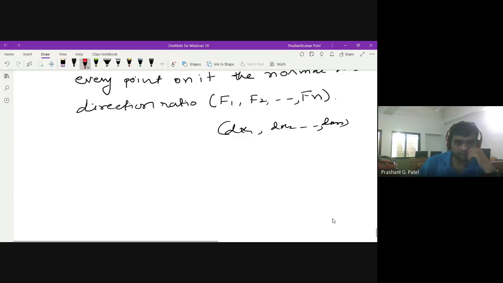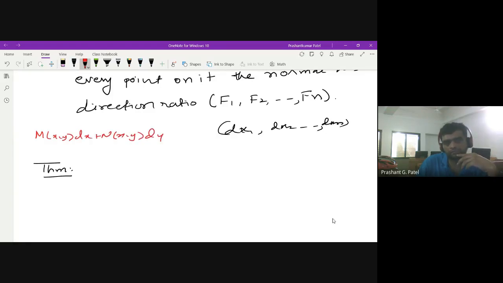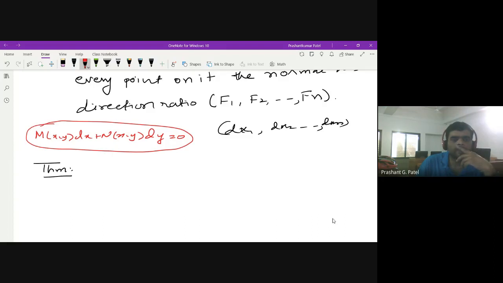Now we have one result regarding the Pfaffian differential equation of two variables, which you are actually dealing with in the same kind of equation in your BSc class. Maybe in graduation you have solved certain examples, that is of the type M(x,y) dx plus N(x,y) dy. So this is also a Pfaffian equation. And you have already done this type of thing over there, where you talk about integrating factor, finding the integrating factor and all sorts of things.